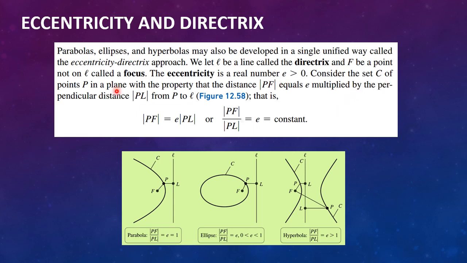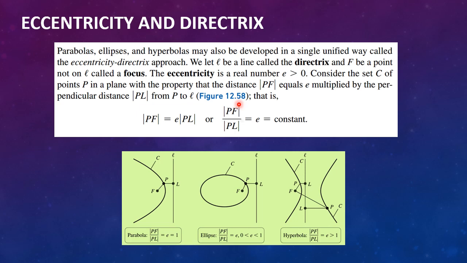Consider the set C of points P in a plane with the property that the distance PF from the point to the focus equals E multiplied by the perpendicular distance, so perpendicular to the directrix, to that point P. Okay, so PF, the distance from the point to the foci, equals E multiplied by the perpendicular distance from the point to the directrix, and again, this is a perpendicular distance.